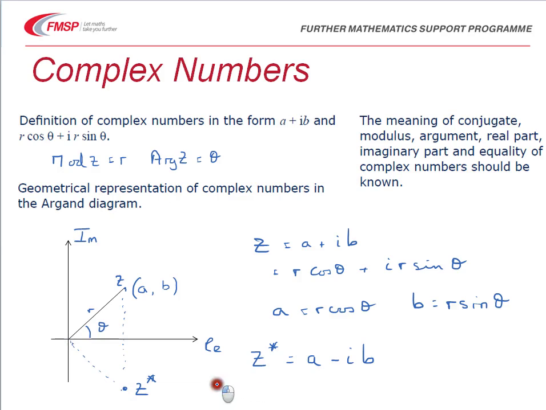The conjugate is very useful because z multiplied by z star is a real number rather than being a complex number, and z z star is equal to a squared plus b squared. In other words, it's r squared because of Pythagoras' theorem.